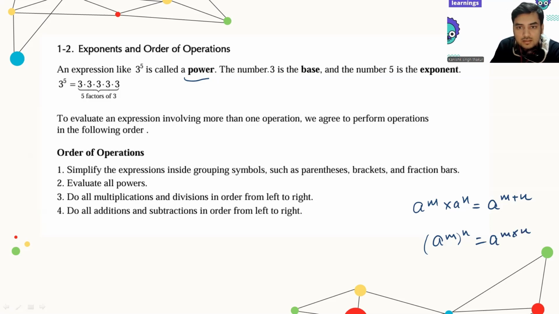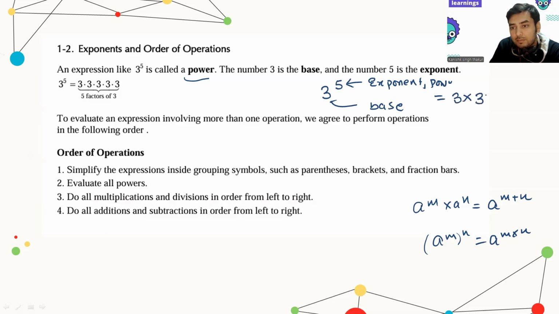Suppose I write 3 to the power 5. This number here we call the base, and its exponent we call the power. This tells you how many times 3 is multiplied by itself. Since here you have 3 to the power 5, 3 is multiplied by itself 5 times: 3 times 3 times 3 times 3 times 3.